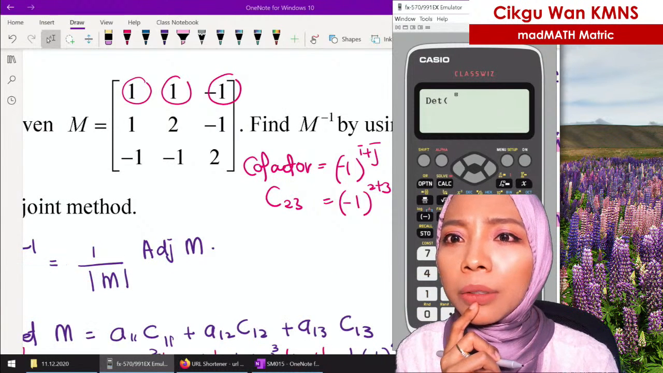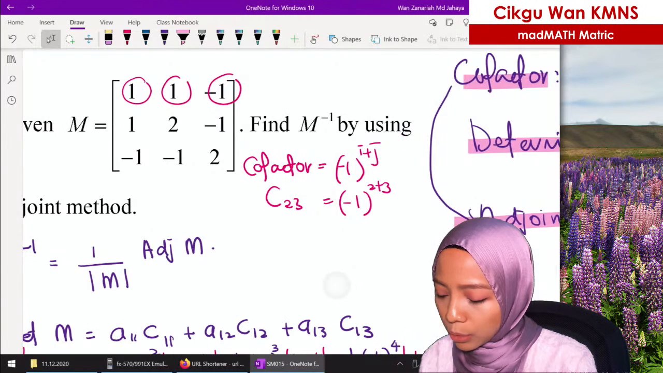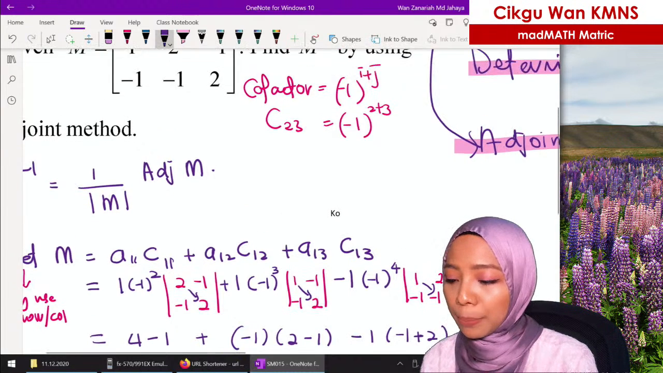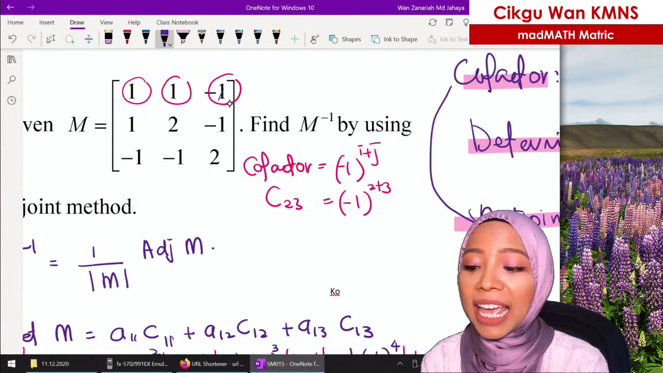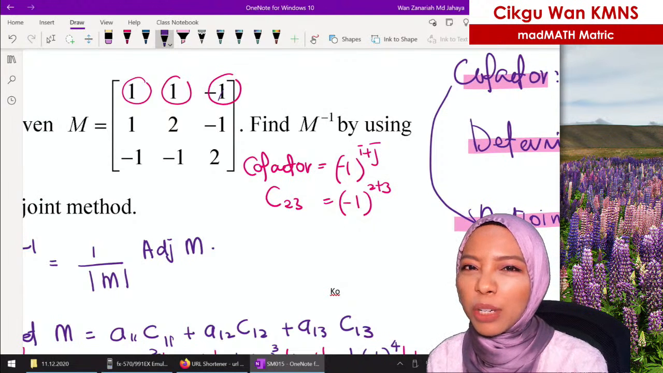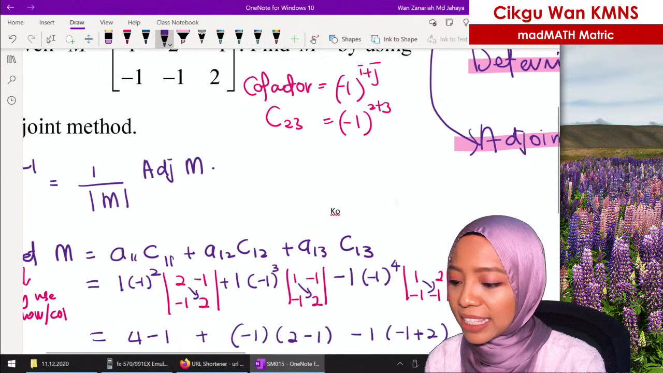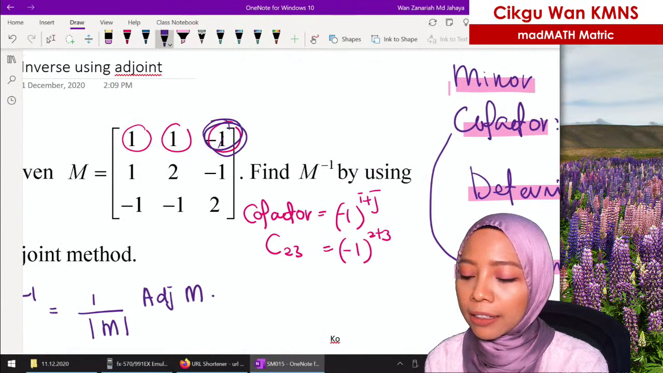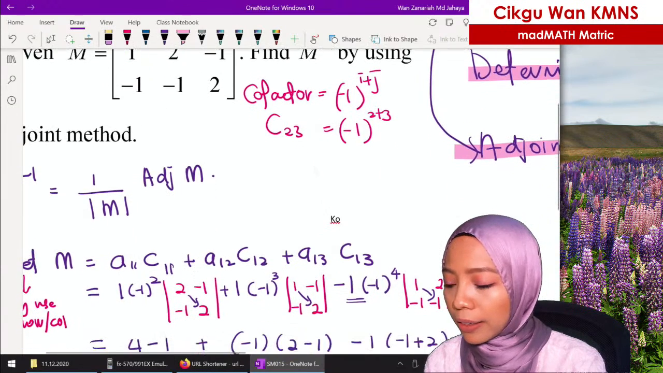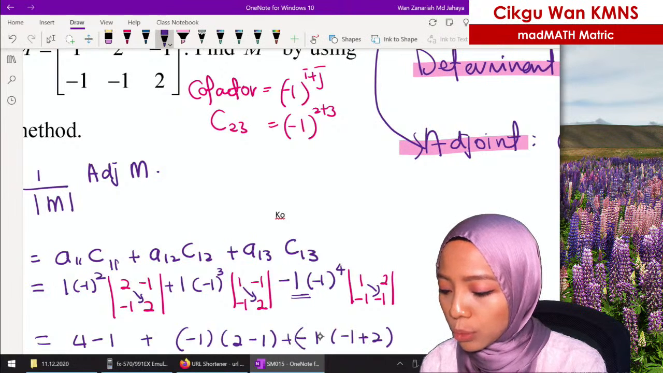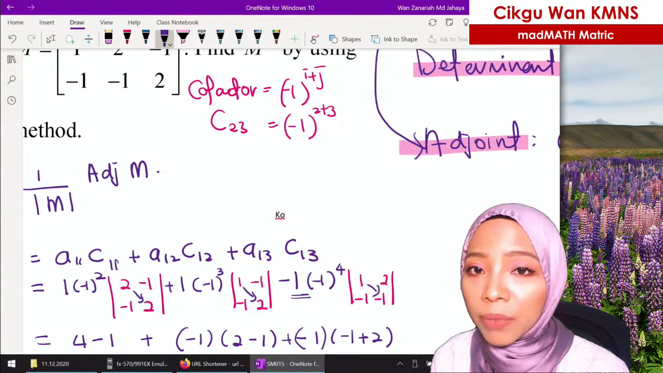Kenapa tolak negative 1 to the power of 4? Mana tolak? Oh, bukan tolak, dia sebenarnya tambah. Tapi sebab elemen tu negative 1, positif negatif, negatif lah. Cikgu dah shortcut. Asal dia tambah Grace, tapi elemen itu negative 1 Grace. Dia sebenarnya positif, tambah tolak jadi tolak lah. Okay.